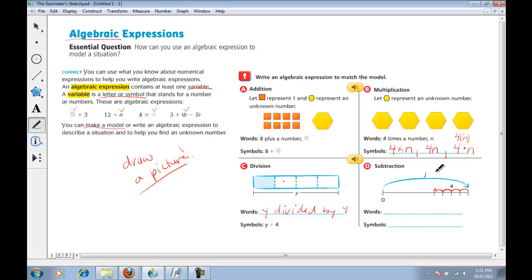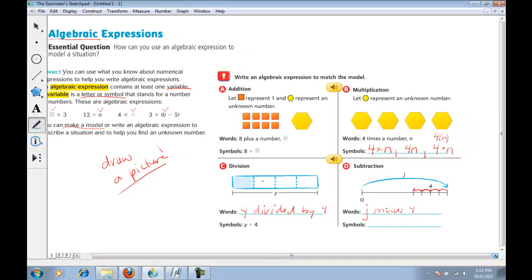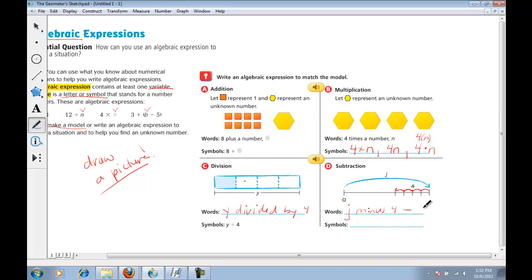All right, here's another one. Here's subtraction. If you look here at this number line, we're starting at 0. And we jump to some value. We don't know what it is. We're calling that j. And then we go back from that value 1, 2, 3, 4. So we could say j minus 4. Another way that we could write this is by saying 4 less than j.